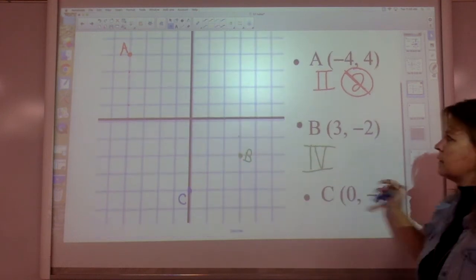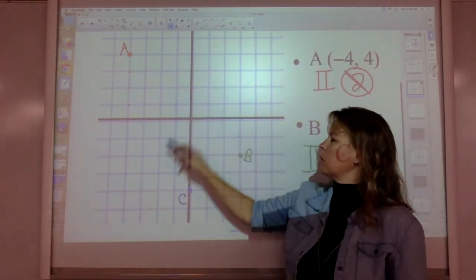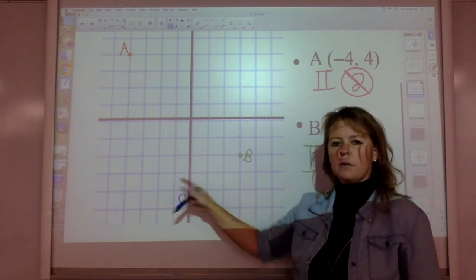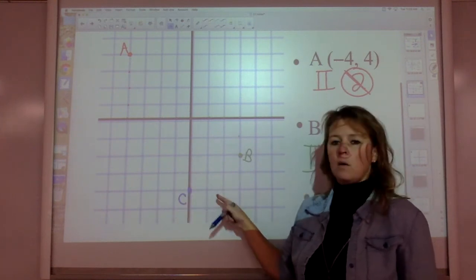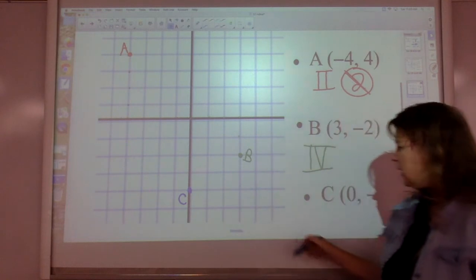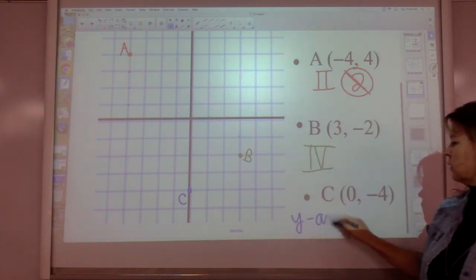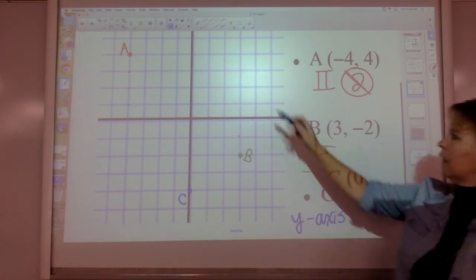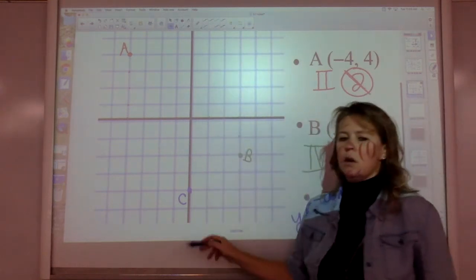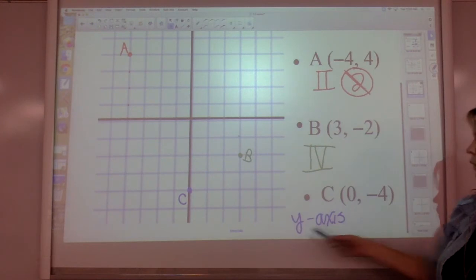And C, some people would be tempted to say quadrant 1, 2, 3, 4, between quadrant 3 and 4, or they'll write quadrant 3 and 4. Not the case. C is on the y-axis. Because it's right on that line, the one that goes straight up and down, you actually say its location is on the y-axis.